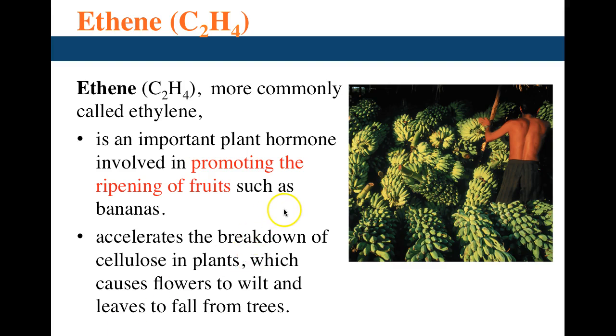Okay, and then you have ethene, and that's commonly called ethylene, all right. So it's important because it helps in the ripening of fruits, etc., all right. And so usually what they say is if you have unripened fruit, you can put that in like a brown paper bag in order to kind of enclose that gas, trap that gas, and help the ripening of the fruit to be faster, okay.